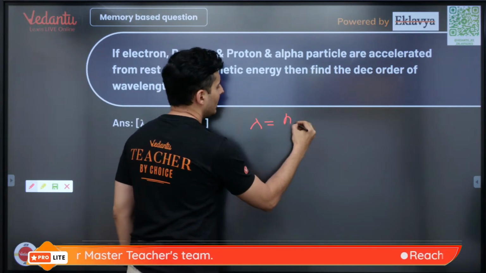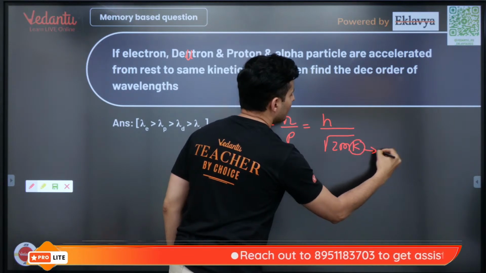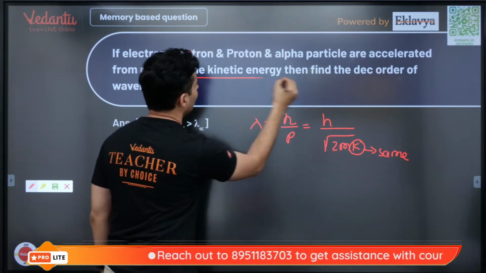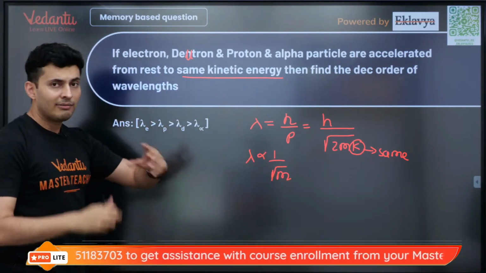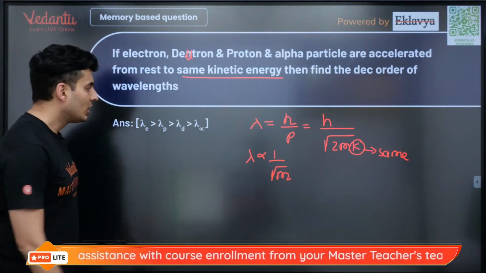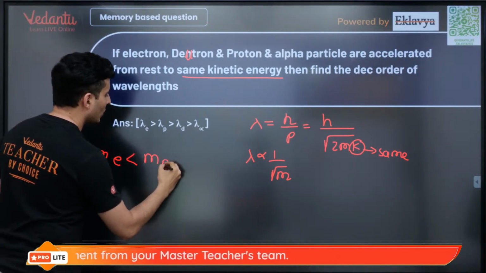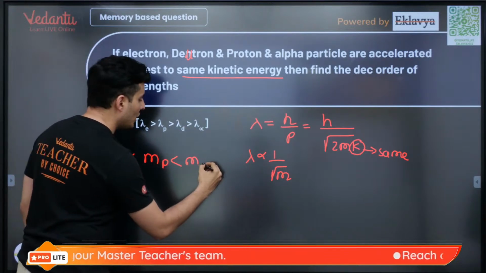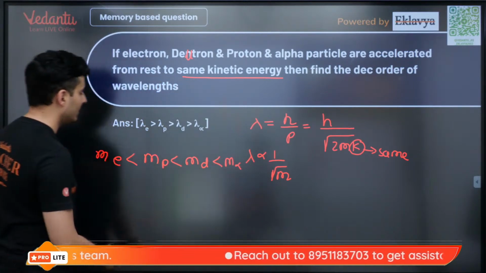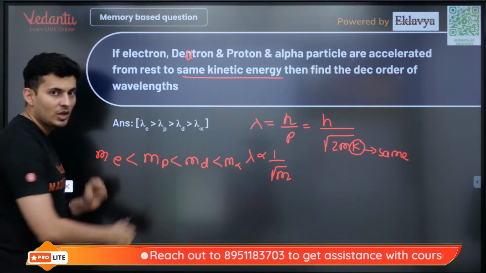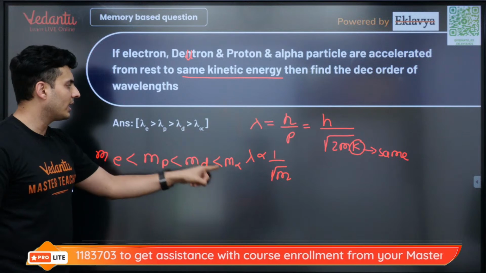See, wavelength is h by p and momentum is nothing but root of 2mK. Since K is the same for all of them as per the given question, lambda is inversely proportional to the root of mass. So the one which has the least mass will have the highest wavelength. The mass of electron is the least, then comes the mass of proton, then deuteron, then the alpha particle, which is the highest. Hence, wavelength wise, it will be exactly opposite. So electron's wavelength will be highest, then proton, then deuteron, then alpha particle.